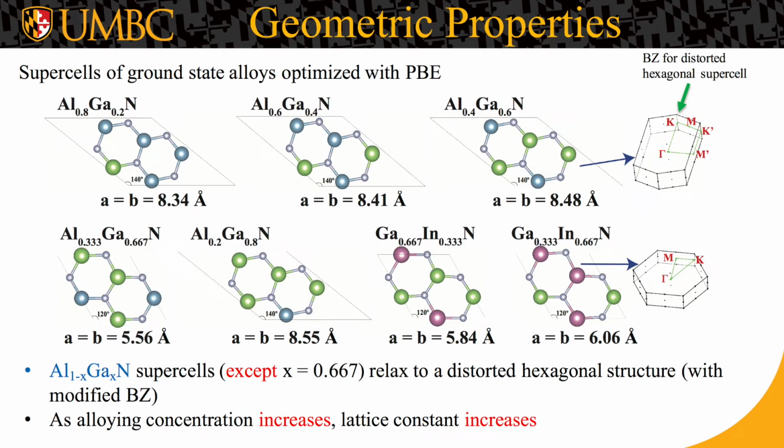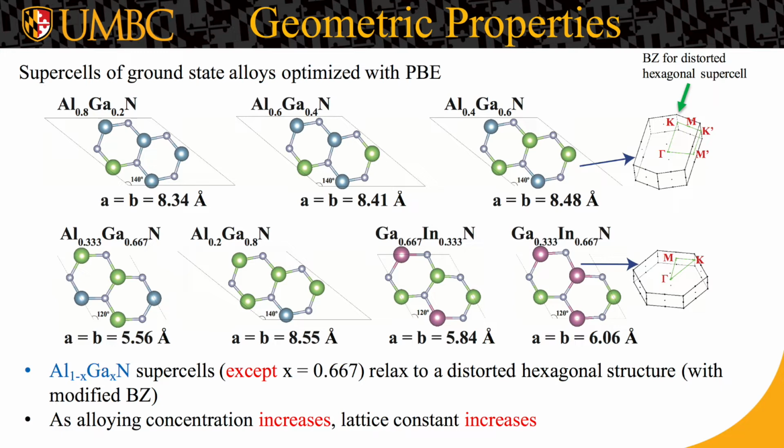Here we have the optimized supercells of all the considered alloys along the convex hull. For the aluminum gallium nitride alloys, except for the one at x equals 2/3, the structure relaxes to a distorted hexagonal supercell. Here the angle between the a and b vectors is increased from 120 degrees to 140 degrees, resulting in a modified Brillouin zone from the change in symmetry. The internal angles inside the hexagons of these distorted cells still remain 120 degrees.